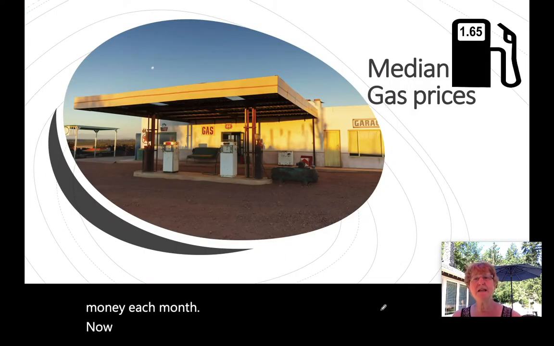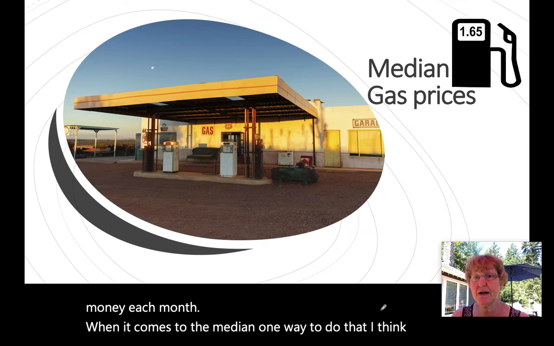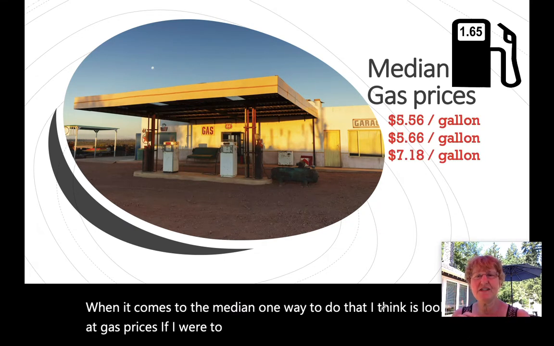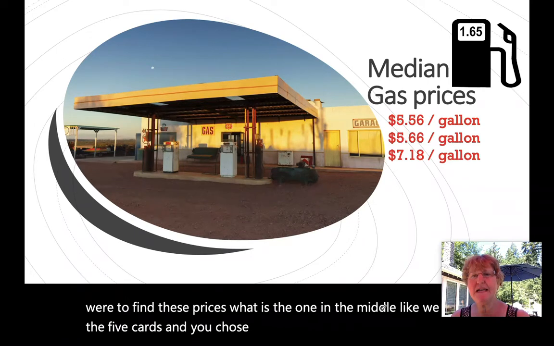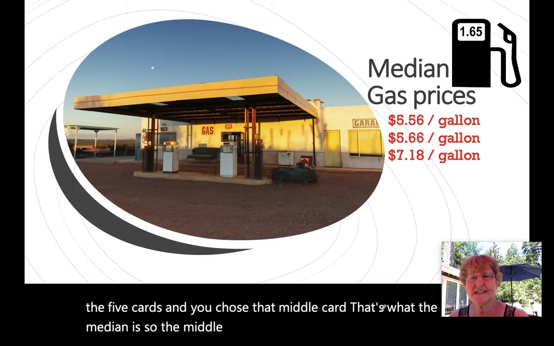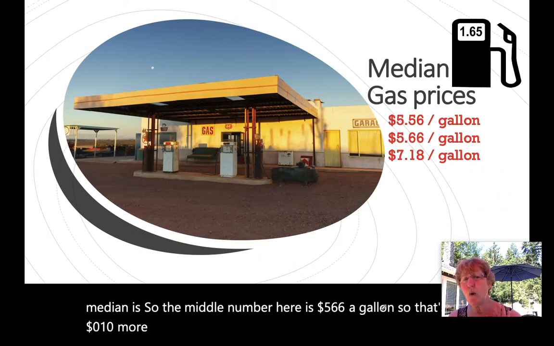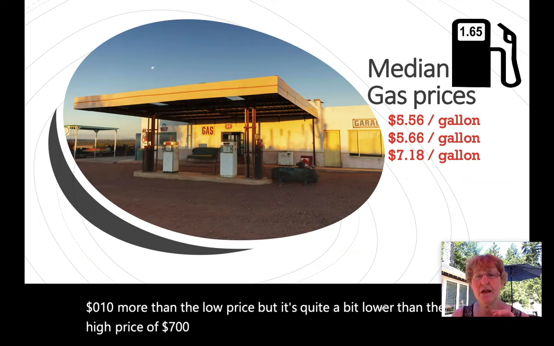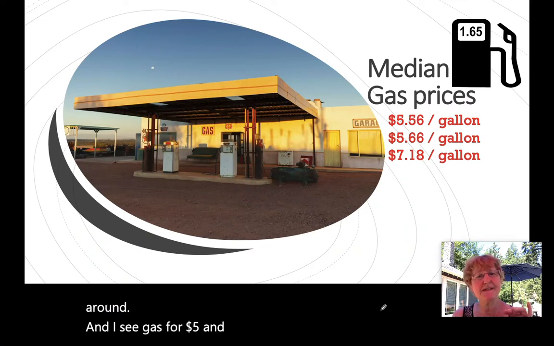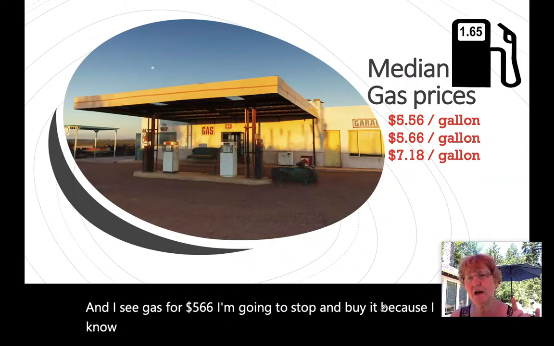Now, when it comes to the median, one way to do that, I think, is looking at gas prices. If I were to look at 3 different gas stations and I were to find these prices, what is the one in the middle? Like when we did the 5 cards and you chose that middle card, that's what the median is. So the middle number here is $5.66 a gallon. So that's 10 cents more than the low price, but it's quite a bit lower than the high price of $7.18. So if I'm driving around and I see gas for $5.66, I'm going to stop and buy it because I know it's close to that lower price, but it is way cheaper than the high price.